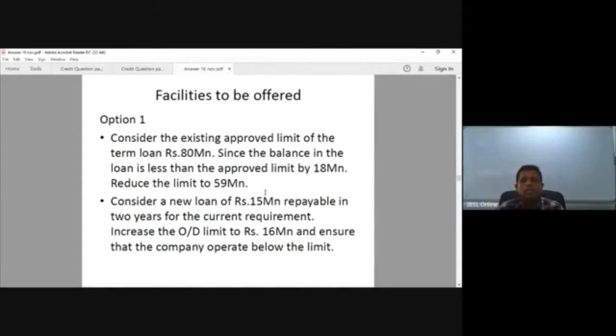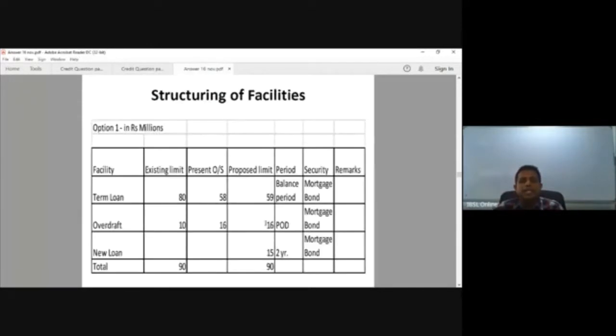Increase the OD limit to 16 million and ensure that the company operates below the limit. Right. We can increase the OD limit to 16 million, which is within the present outstanding, and we have to ensure that the company maintains the OD within that proposed limit. And within the existing 90 million limit, we can accommodate these new options and the current outstanding also. That is option number 1.